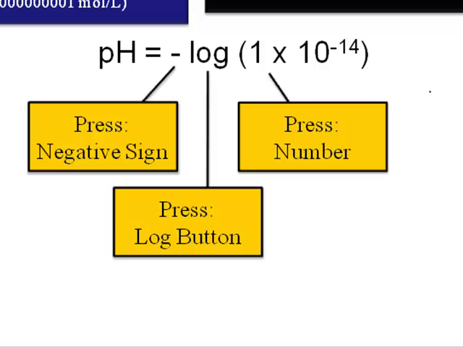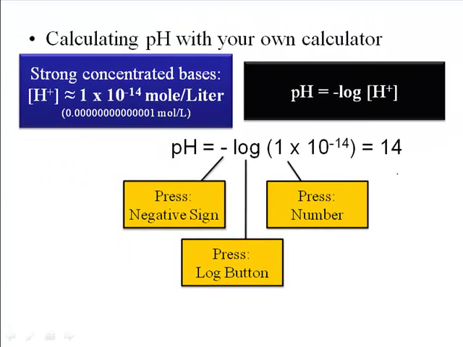You may enter the negative sign, then press the log button, then enter 1 × 10 to the negative 14, or on other calculators, you might enter 1 × 10 to the negative 14, then press log, then press the negative sign. When you do that, you should end up with the result 14. The pH of a solution that has 1 × 10 to the negative 14 moles per liter of hydrogen ions would be 14. Let's do one more.